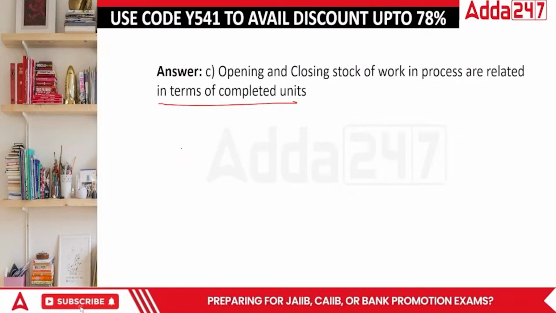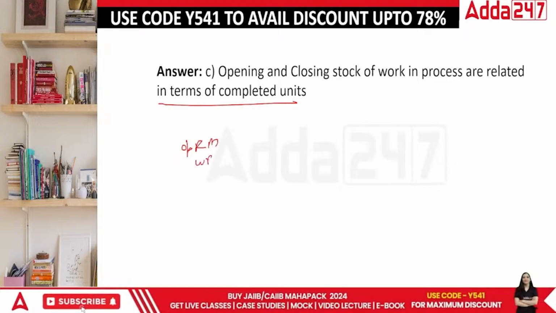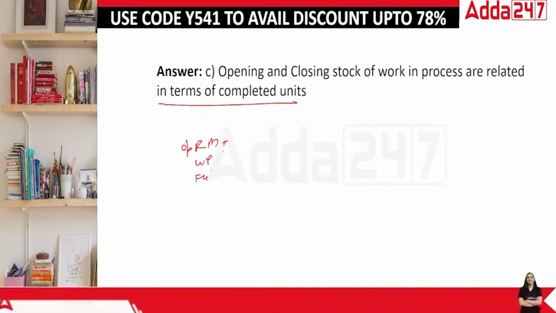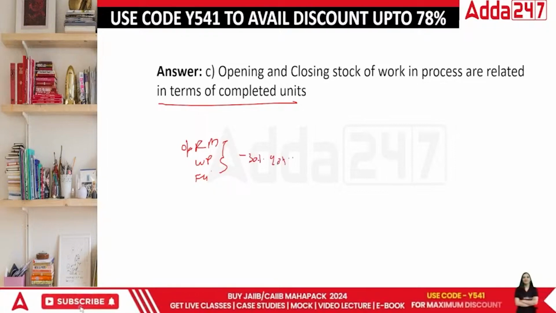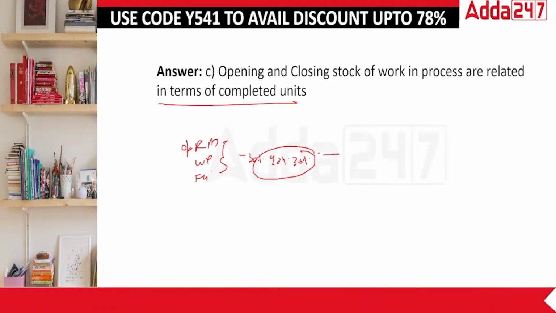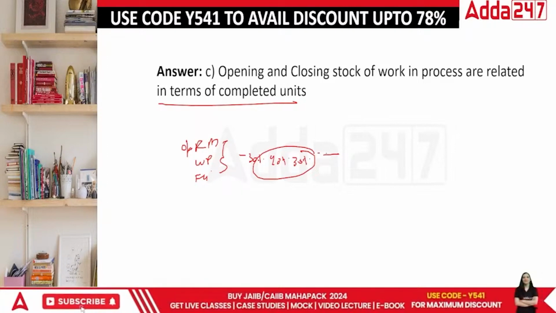In this case, you have opening raw material, WIP, and the finished goods. Even the WIP is stated in such a way that 30% of this part is done, 40% of this part, 30% of this part is going on. So in process costing, we have this much clarity of what exactly the work is already done or not. Okay?